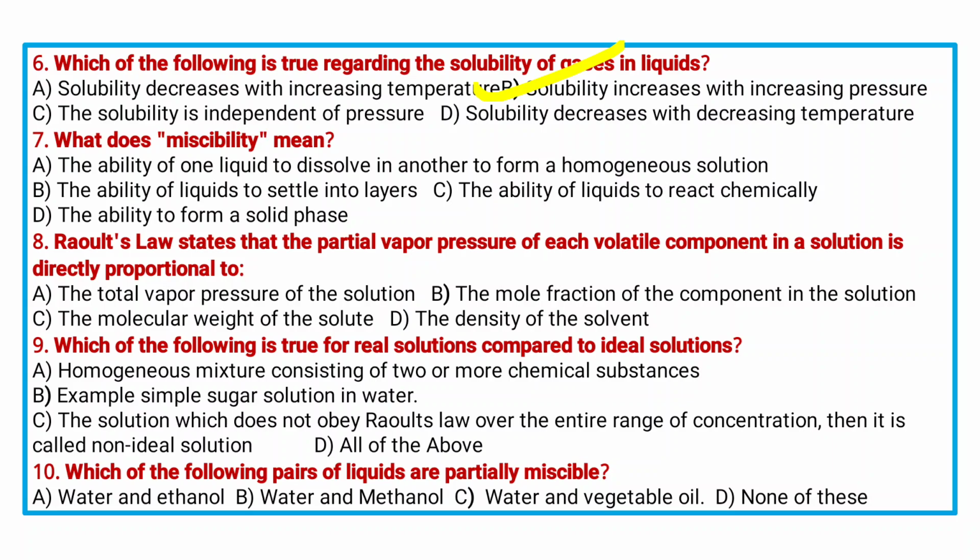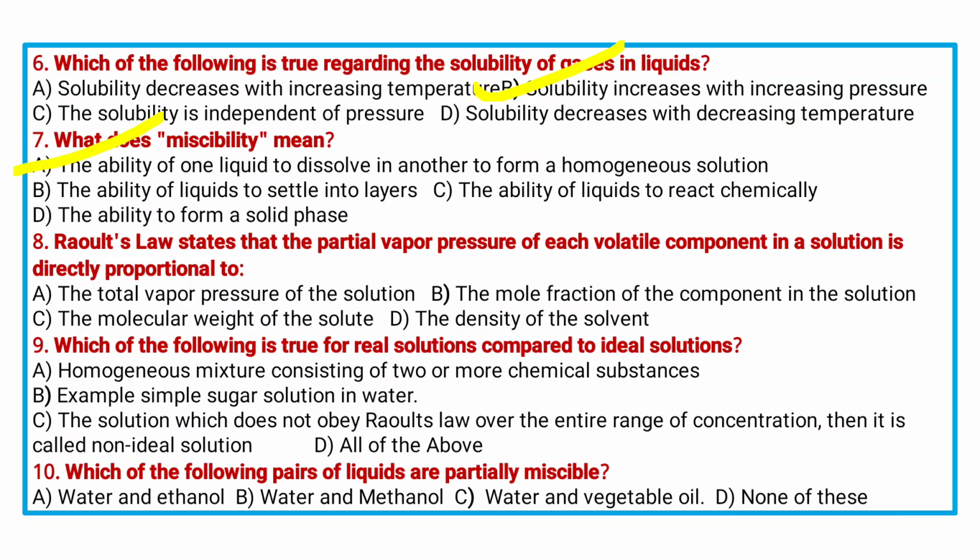Miscible, partially miscible, completely soluble, completely miscible. Complete means wholly soluble. Partial means a small amount. The question is, what does miscibility mean? Option A is the correct answer: the ability of one liquid to dissolve in another to form a homogeneous solution.